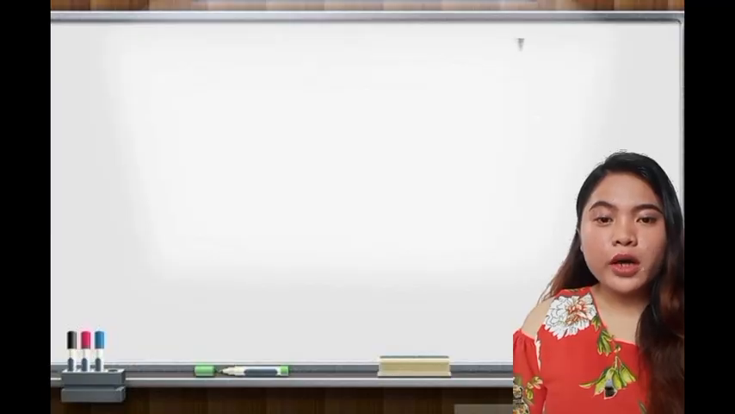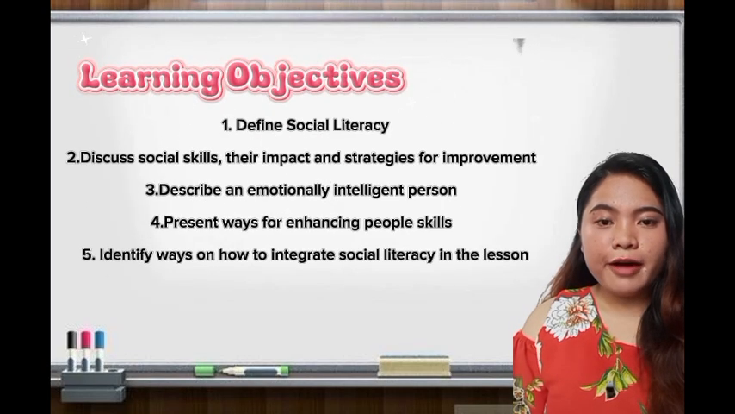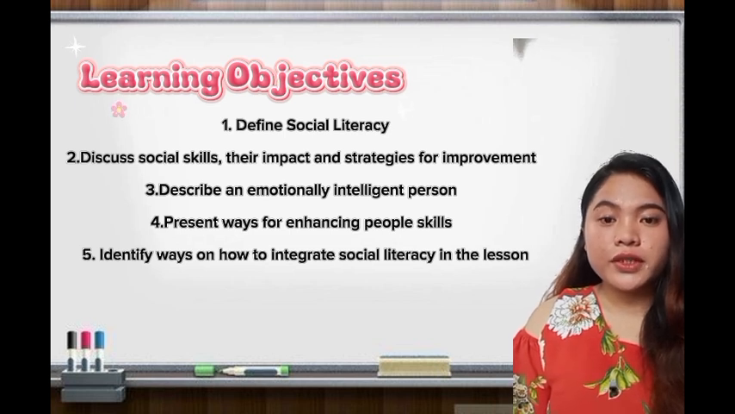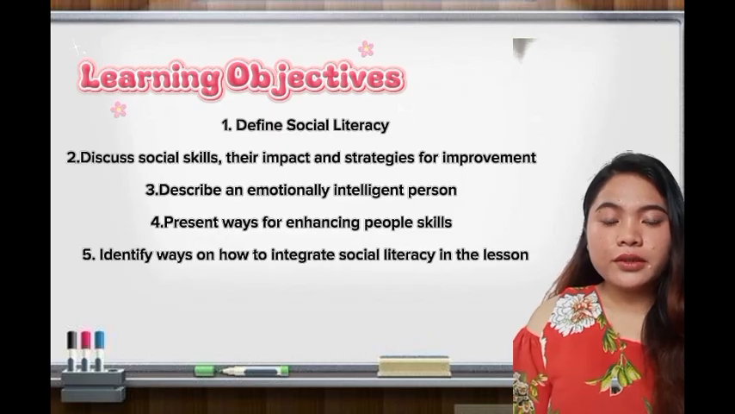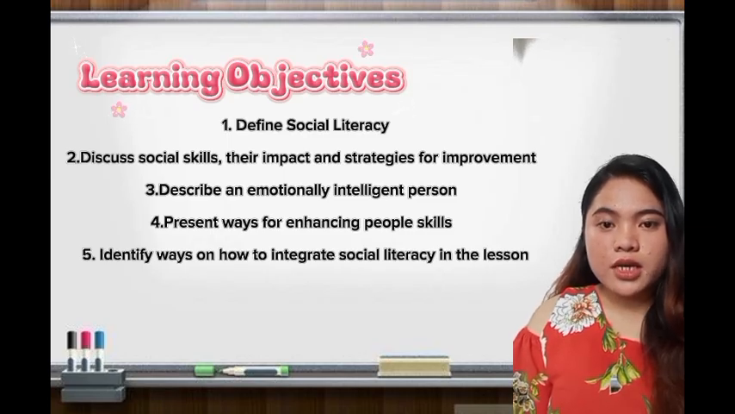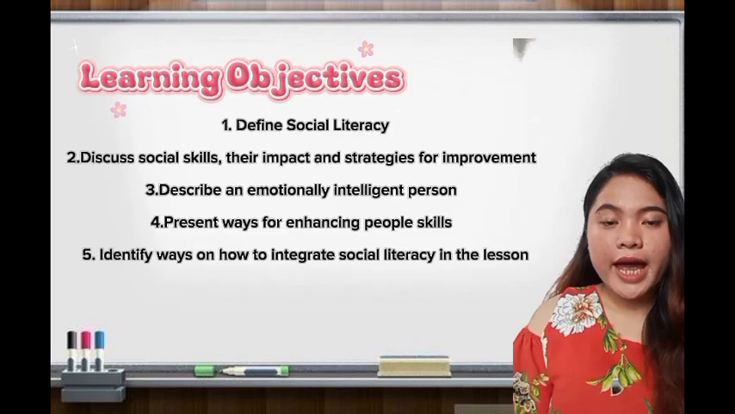So before we go on to our topic, let us have our learning objectives. First is to define social literacy, discuss social skills, their impact and strategies for improvement. The third is to describe an emotionally intelligent person. The fourth is to present ways for enhancing people's skills. And the last is to identify ways on how to integrate social literacy in the lesson.